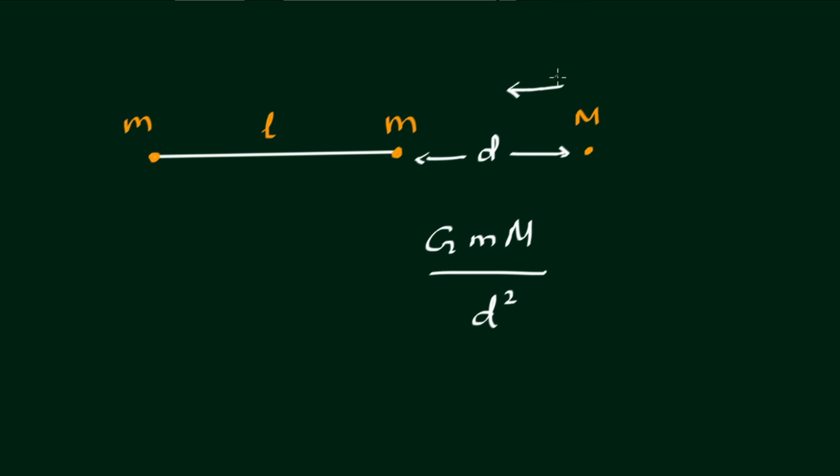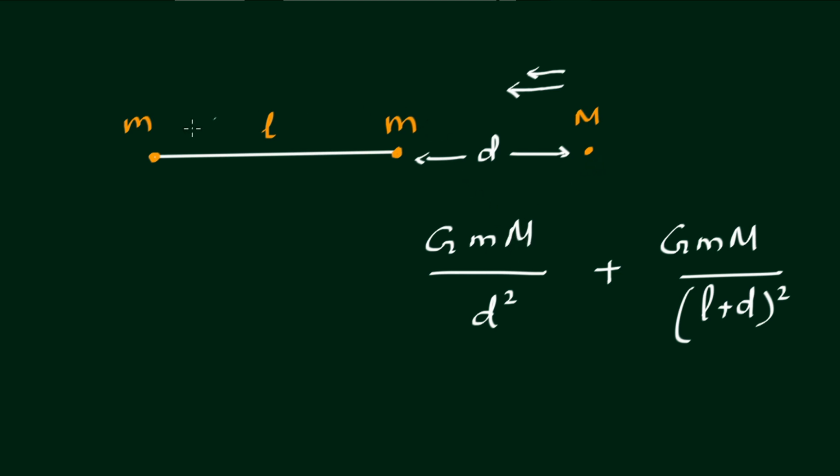What about this point particle on the left? That being further away will exert a smaller force but in the same direction, and that's going to be G m m by L plus d the whole square. Since the two forces point in the same direction, we can add their magnitudes. So this is the force of attraction due to the extended object on this point particle.